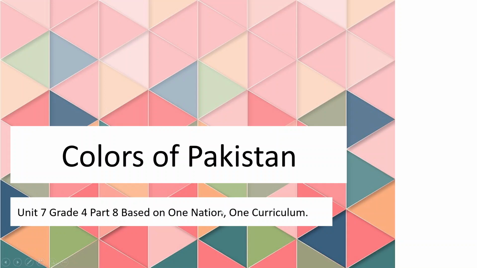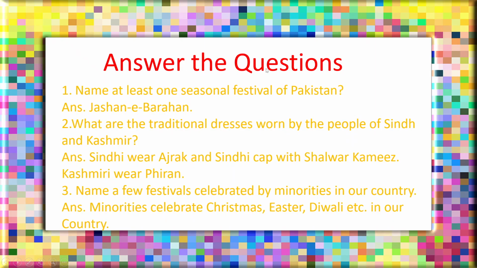Today our topic is Colors of Pakistan, Unit 7, Grade 4, Part 8 based on One Nation, One Curriculum. So let's start. Answer the questions. Name at least one seasonal festival of Pakistan. The answer is Jashn-e-Bahara. What are the traditional dresses worn by the people of Sindh and Kashmir?